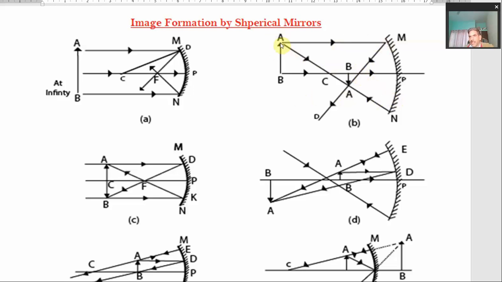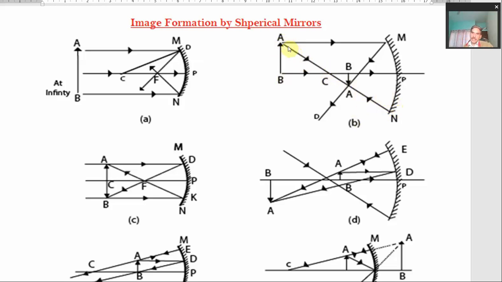A third light ray can be drawn at the pole, so that the light ray gets reflected following the laws of reflection, making the same angle as the angle of incidence. And a fourth light ray can be drawn through the center of curvature, which will just retrace its own path. It will get reflected back along its own path, because in that case the light ray will be incident on the mirror at a right angle to the surface of the mirror. So here we need to draw only two light rays out of all these four.